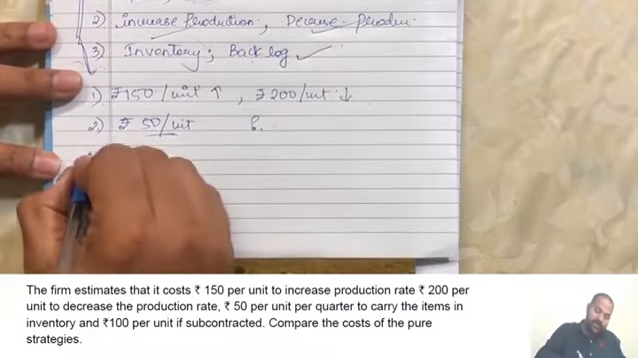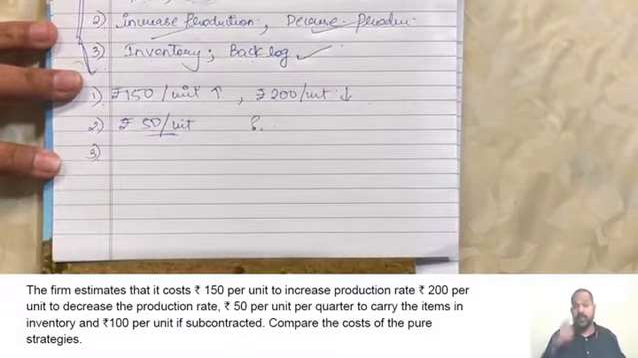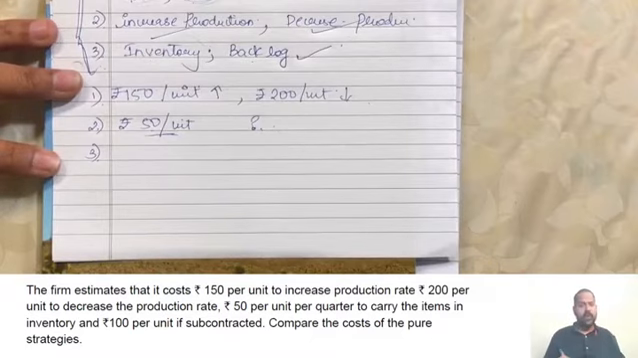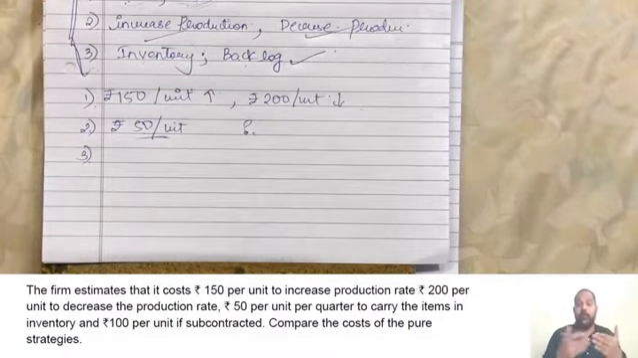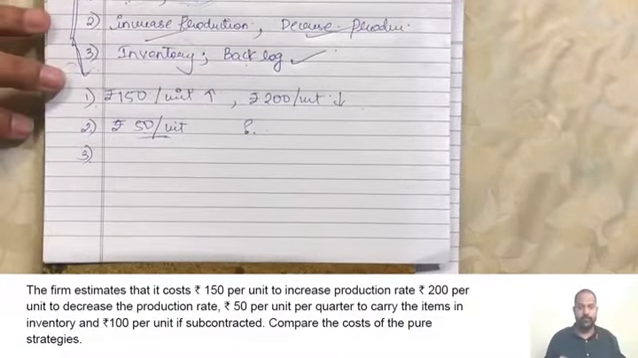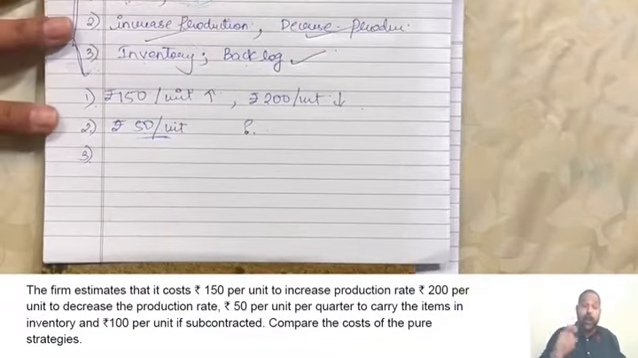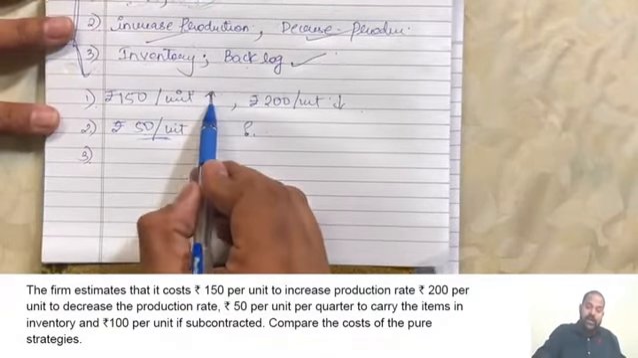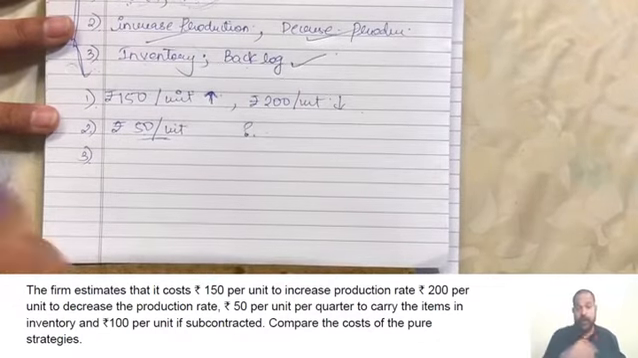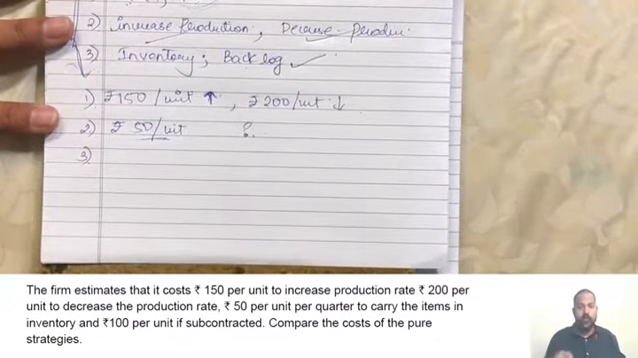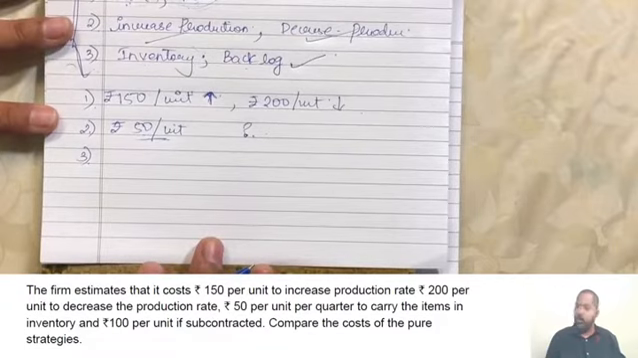And what is the third strategy? The third strategy is to subcontract. Well, what do you mean by subcontract? Subcontracting is basically because I cannot produce, you ask somebody to do it. So subcontract works when you are increasing production. When you want to increase production, you subcontract. What if I want to decrease production? Not available.